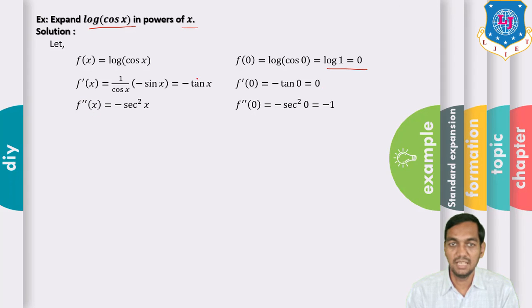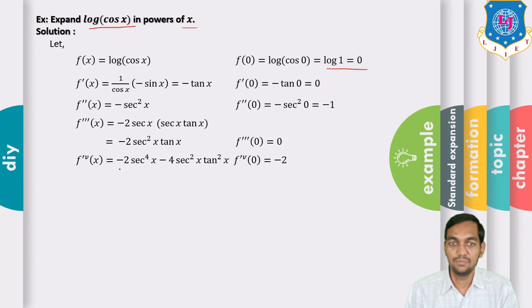Now f double dash: tan has a derivative sec square, but sec 0 has a value 1, so you will get f double dash 0 is equal to minus 1. f triple dash: sec square has a derivative 2 sec x into sec x tan x, that will be minus 2 sec square x tan x. But if you put 0, then f triple dash has a value 0 because tan 0 is 0. In the same manner, f fourth dash will be a u into v. The first derivative of tan is sec square, minus the derivative of sec square is 2 sec x into sec x tan x. So you will have minus 2 sec raised to 4 minus 4 sec square x into tan square. And if you put the value 0, then this is going to be minus 2.